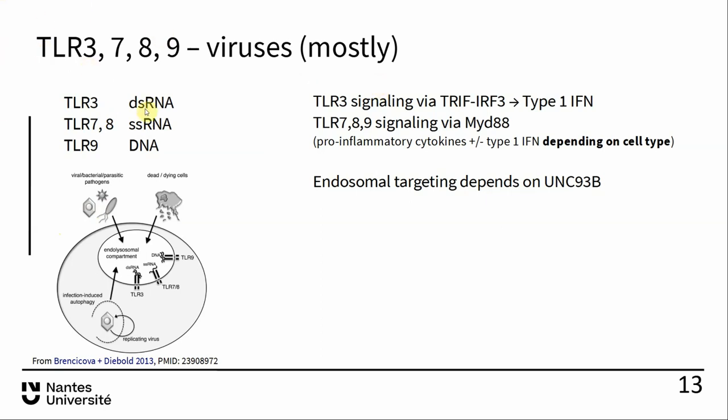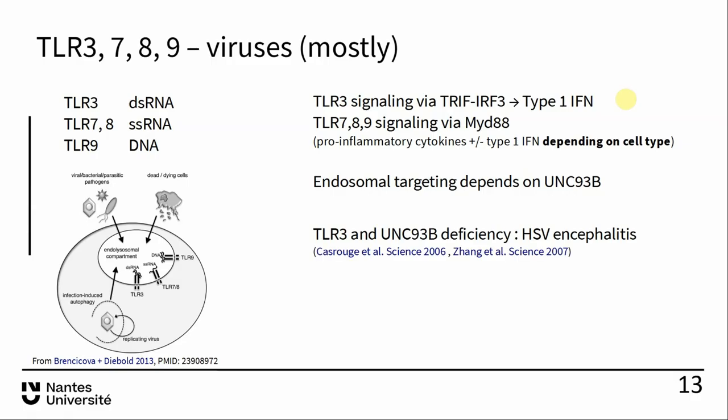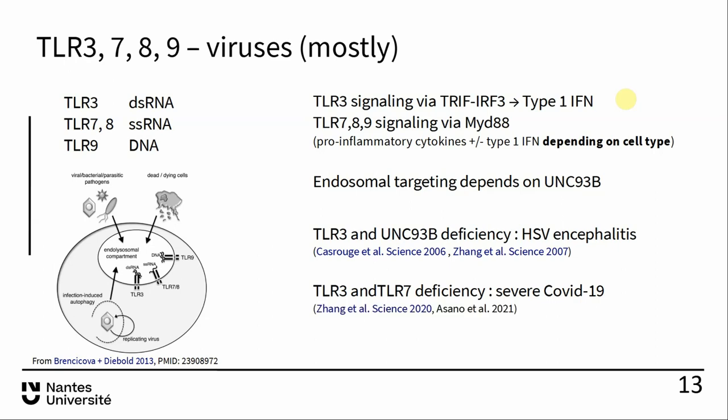So TLR3 recognizes double-stranded RNA, TLR7 and 8 single-stranded RNA, TLR9 DNA. Now the endosomal targeting of these TLRs depends on this protein called UNC93B. And the common feature of their activation is that they will stimulate interferon production, type 1 interferon. So if you lack some of these TLRs, what happens? TLR3 or UNC93B deficiency are rare mutations that are associated with herpes simplex virus encephalitis. And big name here, this is from Jean-Laurent Casanova's group. He's done a load of work on this, and one of the top people in immunology worldwide, I guess. If you've got mutations in TLR3 and TLR7, this is associated with severe COVID-19 infections.